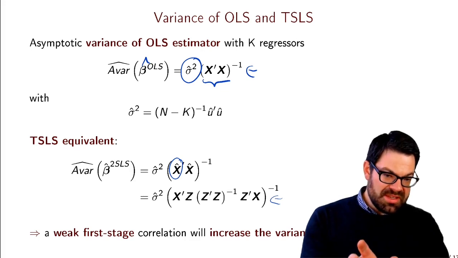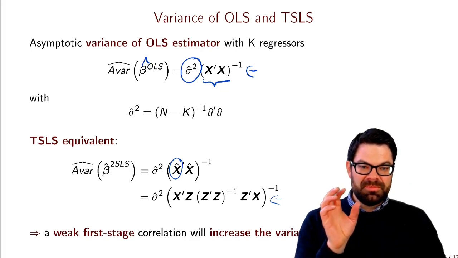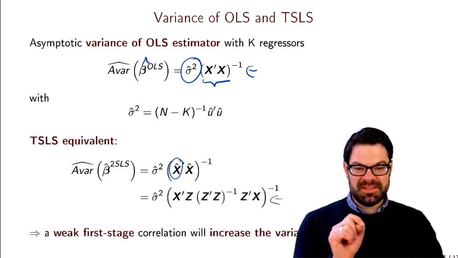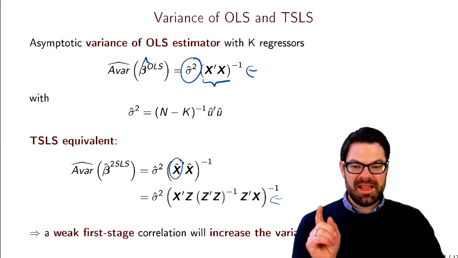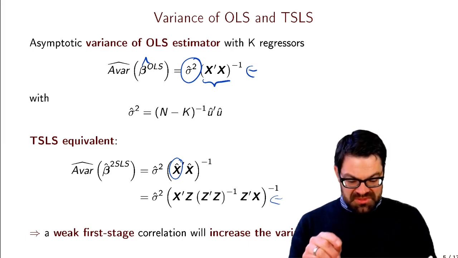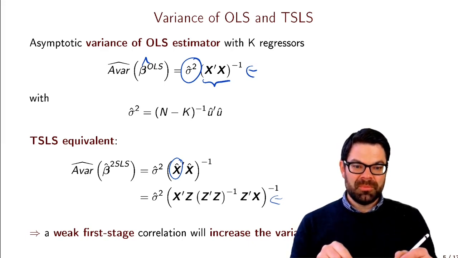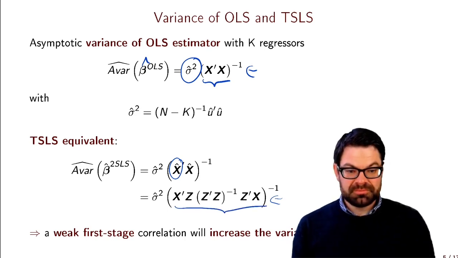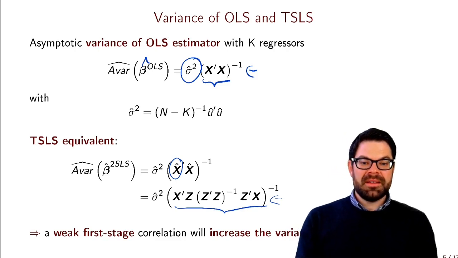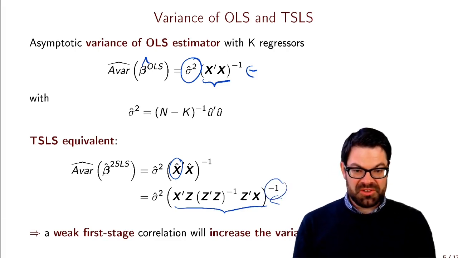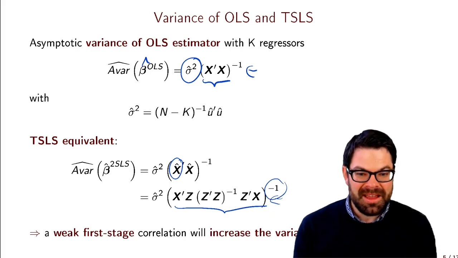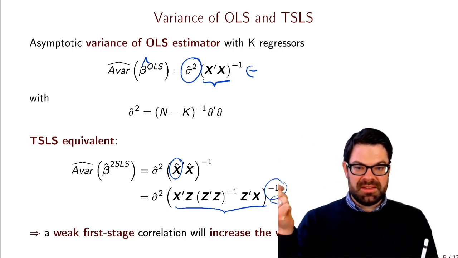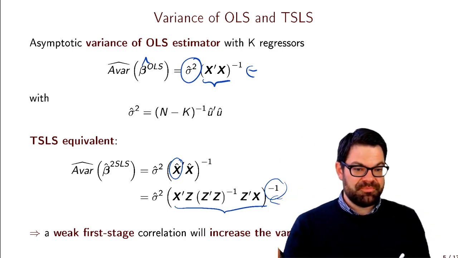What is a bit hard to see here, but what you have to believe me, and I show you with a more specific example in the coming slides, is that if the first stage is weaker, this expression here becomes smaller. And because we have the -1 here, which means we divide by that, a weaker first stage leads to a greater variance in the estimator and therefore greater standard errors.